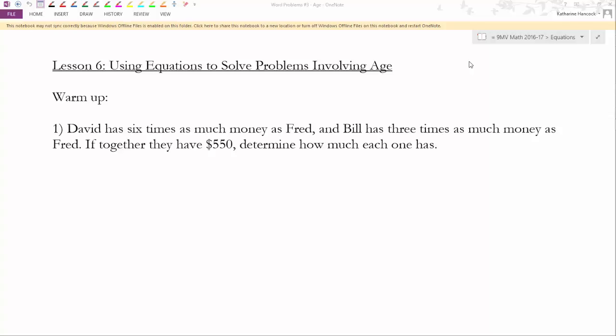David has 6 times as much money as Fred. That's probably important. 6 times as much money as Fred. And Bill has 3 times as much money as Fred. And together they have 550. Determine how much each one has. So like before, my X is always going to be the smaller, younger, or shorter. So in this one, it's going to be the person who has the least amount of money.